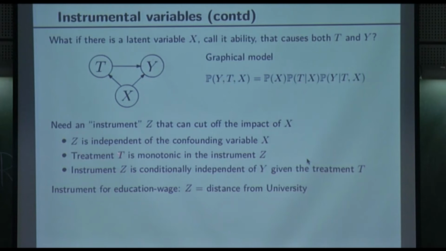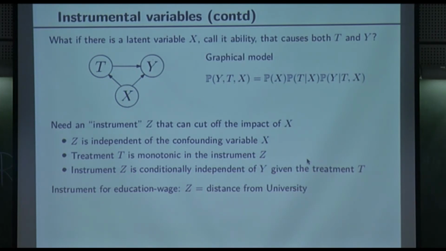I want a variable such that t is monotonic in the instrument z. So the amount of studies that you do is monotonically increasing in this variable, and the instrument z is conditionally independent of y. The outcome, wages, is independent of z given the treatment. So the wages that you get, given the number of years that you have studied, should be independent of this variable. And in fact, there is a paper, I don't remember the reference, where they try to use the distance from the university as a measure for this variable z.